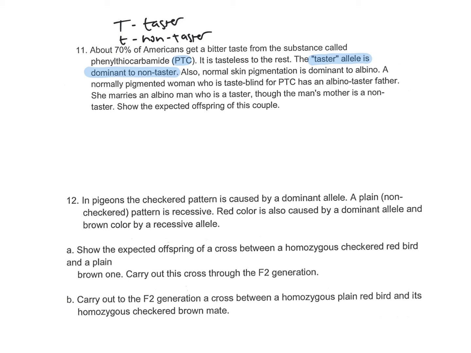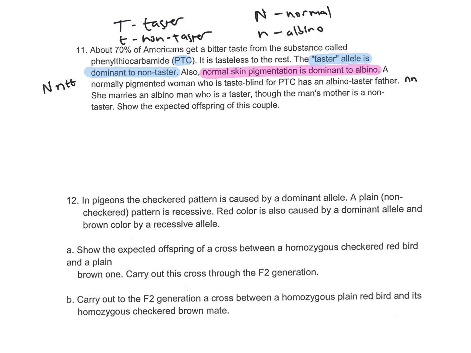Also, normal skin pigmentation, that's the second trait, is dominant to albino. So I'm going to use a capital N for normal and a small n for albino. A normally pigmented woman who is taste blind, so she's going to have an N definitely, and she's taste blind. So she's going to have 2 small t's. We don't know if she is homozygous normal or heterozygous, but she has an albino taster father. So that means he had 2 small n's and a big T and a small t. But the 2 small n's are what we're focusing on. If the father was albino, he has 2 small n's. Of course, if he's an albino, he's got the recessive alleles. So that means he can only give his daughter a small n. So that's going to be her genotype.